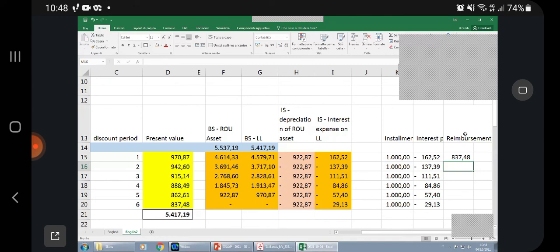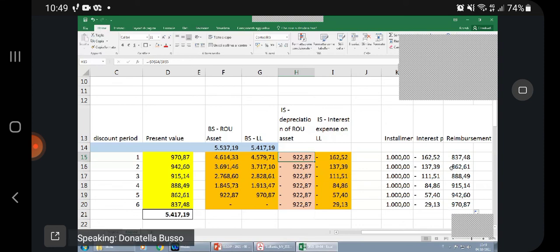So, as you can see, the right of use asset decreases each year by the same amount, the depreciation. Whereas the lease liability decreases each year by an amount that is not always the same, but is growing.